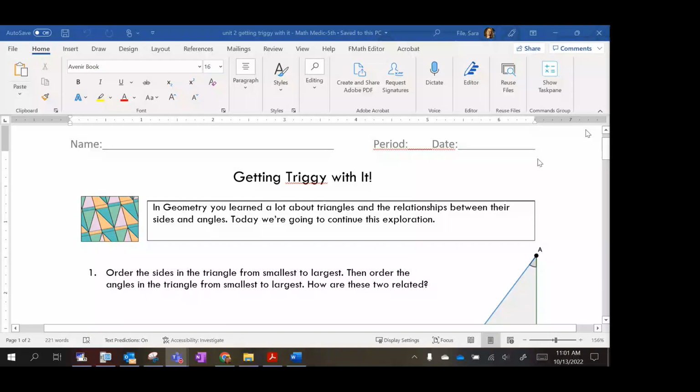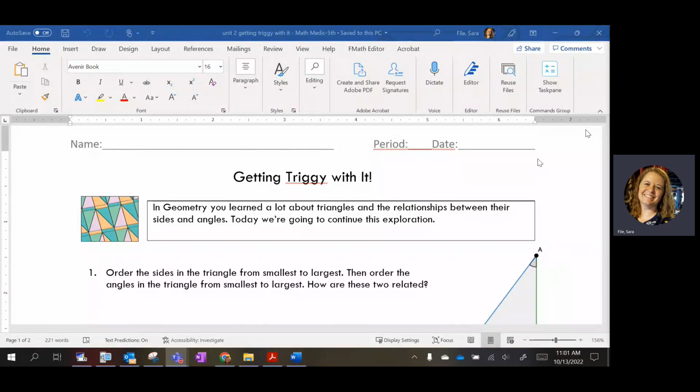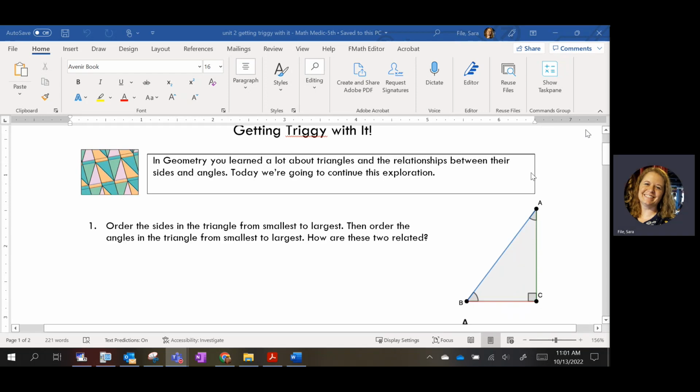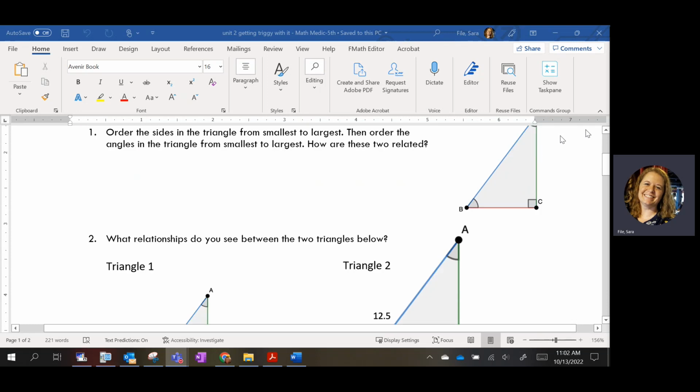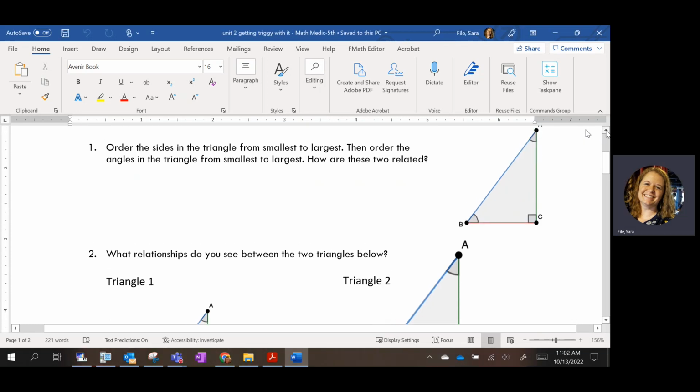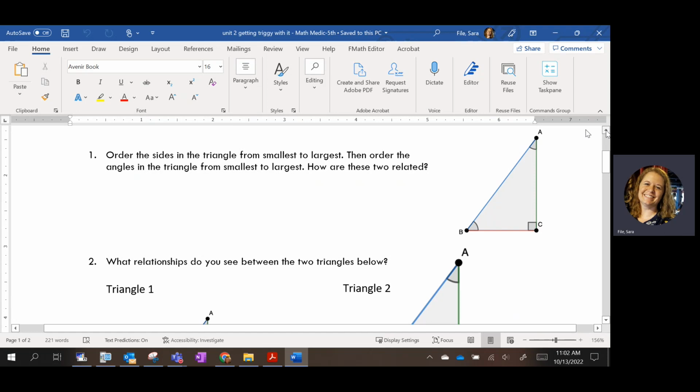This is, like I said, a kind of a review, exploration of some right triangle work, information that you learned back in geometry, that's going to help lead us into our trig unit, which is unit 2. So it talks about, you learned a lot about triangles and relationships between their sides and angles. Okay, so we're going to continue that exploration. So here it says, order the sides from smallest to largest and the angles from smallest to largest. Okay, and how are these two related?